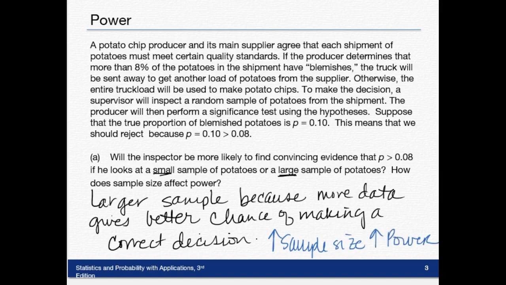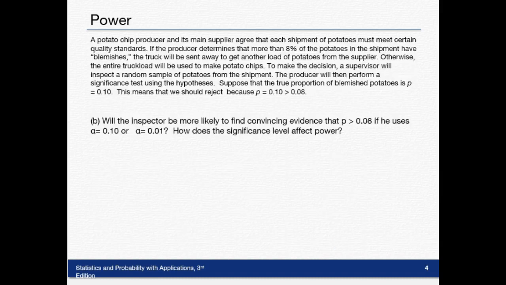Okay, now same scenario with potato chips. Can't have a shipment that's more than 8% blemished, right? So B says, will the inspector be more likely to find convincing evidence that the proportion is greater than 8% if he uses an alpha level of 0.10 or 0.01? How does the significance level affect the power?